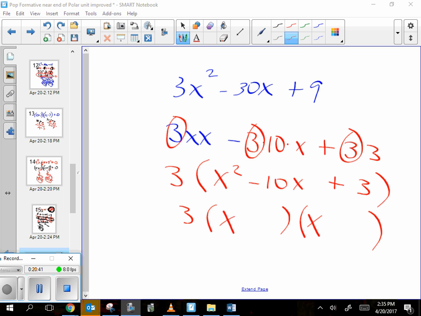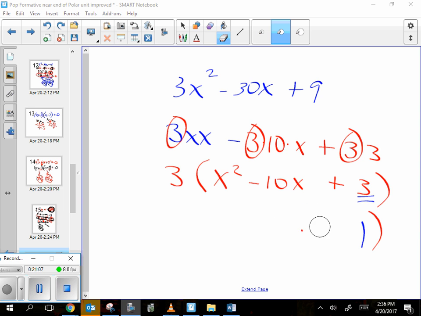And then how does this deal go again? It has to multiply to what? 3. Multiply to 3 and add to 10? 3 plus 7. How do you make a 3? There's only one way. 3 and 1. So you tell me how on earth we could have a 3 and a 1 make a 10. So it's not possible. So we can't factor it further.